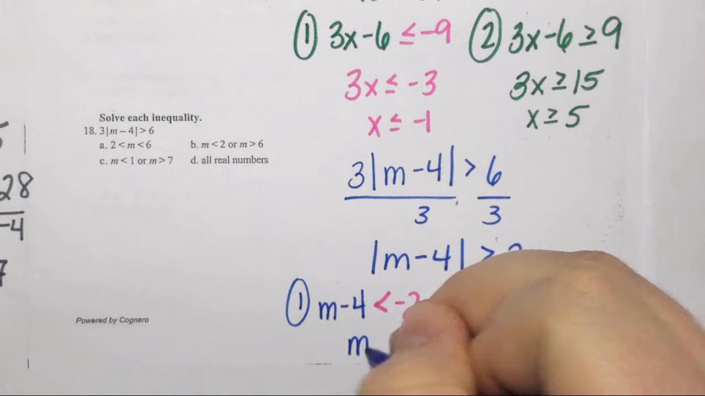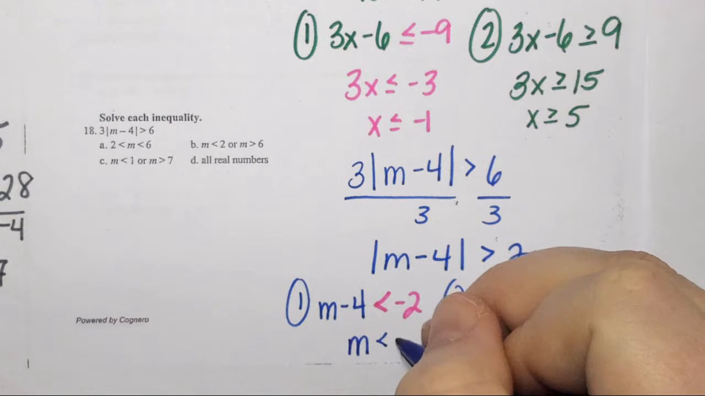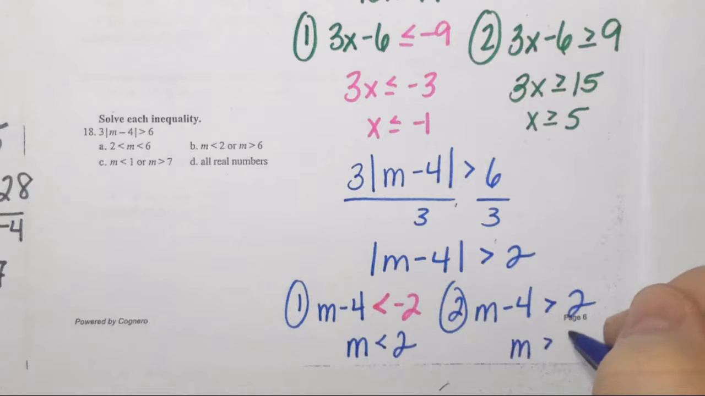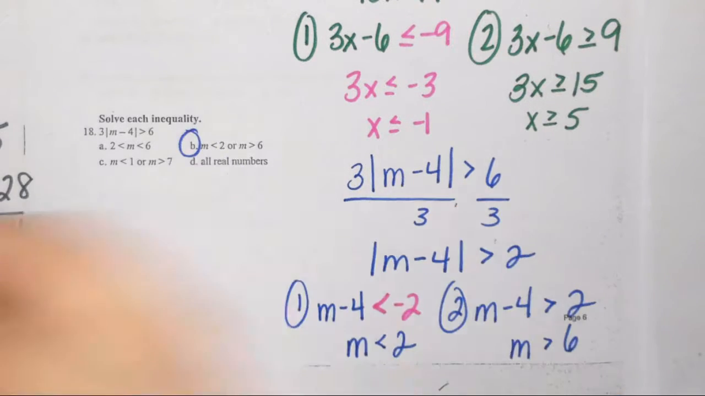I add 4 to both sides. I'll have n is less than 2. I add 4 to both sides. I'll have n is greater than 6. So n is less than 2 or n is greater than 6. That's answer choice B. So 18 is B.